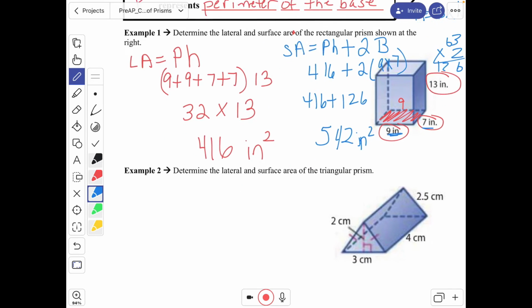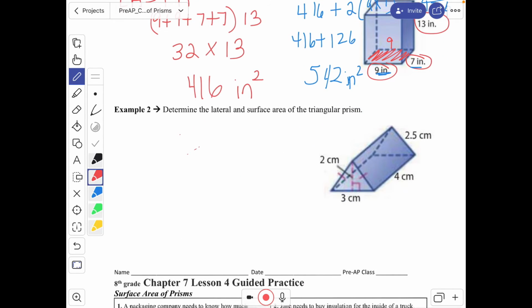Now let's try a triangular prism. So for a triangular prism, we use the same formula. Perimeter of the base times the height. And for surface area, again, the same formula, perimeter of the base times the height plus 2 times the area of the base. Okay, but our base is shaped differently. Remember that prisms are named by the shape of their base. So if it's named triangular prism, the base is a triangle.